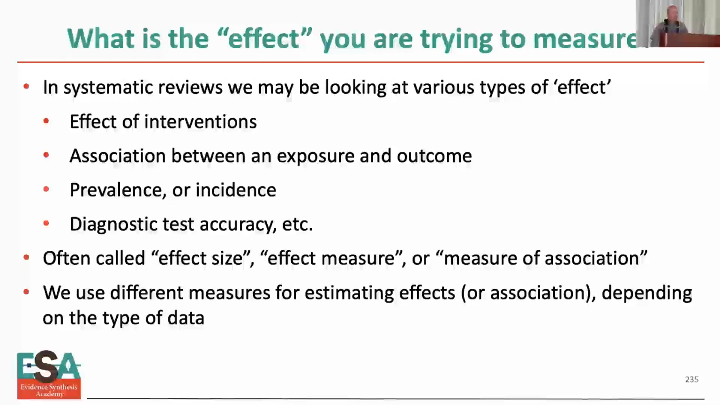We might also be interested in the association between an exposure and an outcome. So this might be some sort of a regression analysis where we're looking at a slope. For example, for every increase of 1 unit of some exposure, the outcome increases by a certain amount. And so that's a slope, some sort of a beta coefficient or regression coefficient. So you might want to combine those together across different studies.